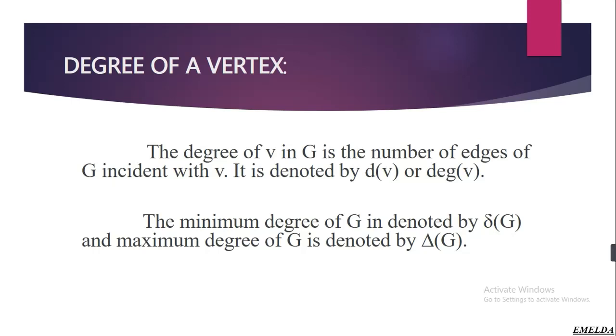So here we already know the basic definitions of certain graphs: subgraph, induced subgraph, maximal subgraph, spanning subgraph, complete graph, and so on. Here I am going to give a definition for the degree of a vertex. The degree of a vertex of the graph G is nothing but the number of edges incident with V, and is denoted by d of V or degree of V. Here the minimum degree of G is denoted by small delta of G, and the maximum degree of G is denoted by capital delta of G.